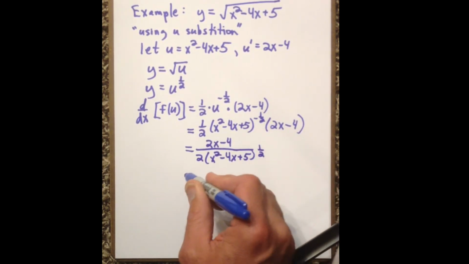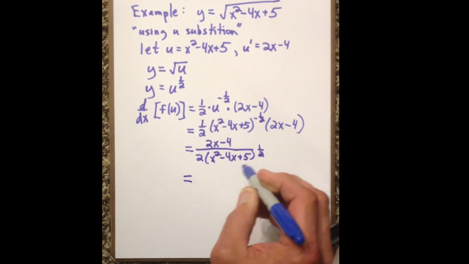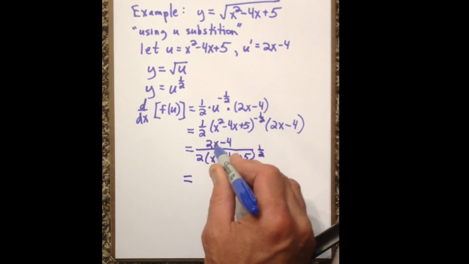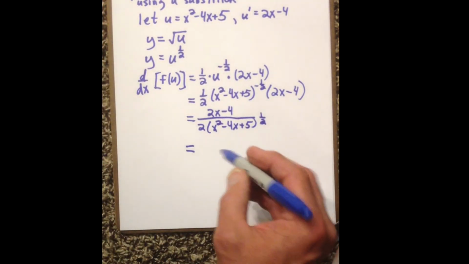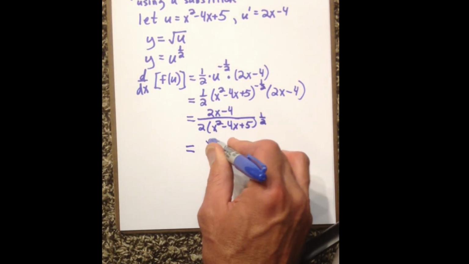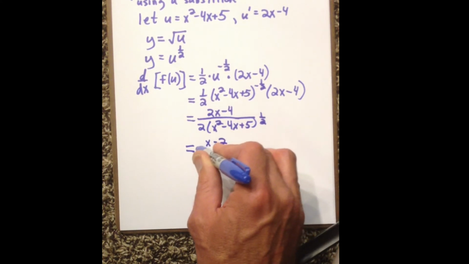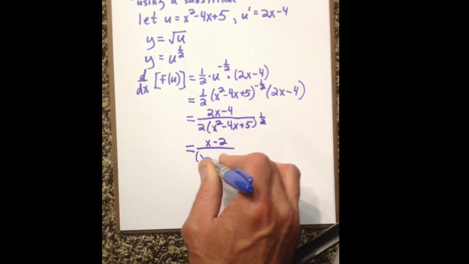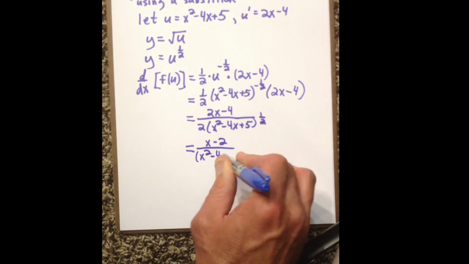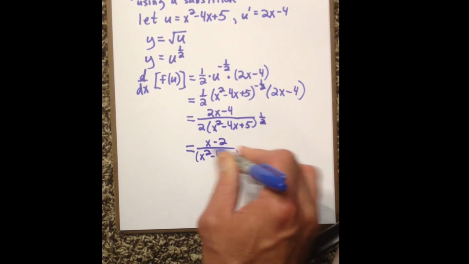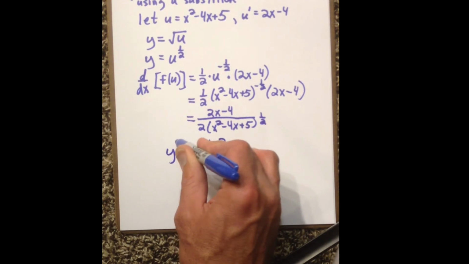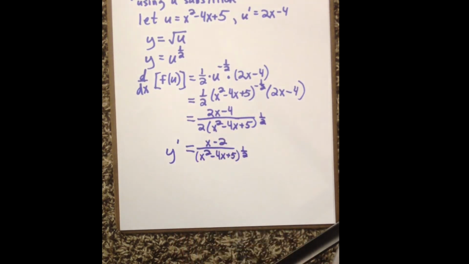And then I could do one more little bit of simplifying. I could factor a 2 from the numerator, from the 2x and the 4, and cross that out with the common factor of 2 in the denominator. So I'm going to get x minus 2 on top, and the bottom becomes x squared minus 4x plus 5, all of that to the 1/2 power. So that's my y prime, or my f prime of x, or my d/dx of f of u. So that's the derivative. So that's using u substitution.